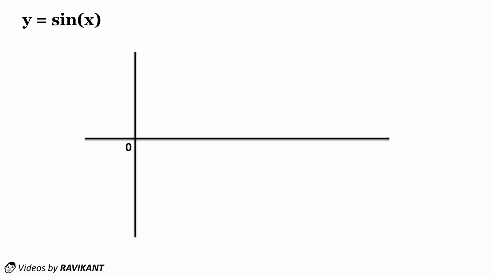To draw the graph of this function, let's call this our origin, this our x-axis and this our y-axis. Now you have to remember where the sine function will be 0, maximum and minimum. If you know these parameters, then you can easily draw the graph of this function.